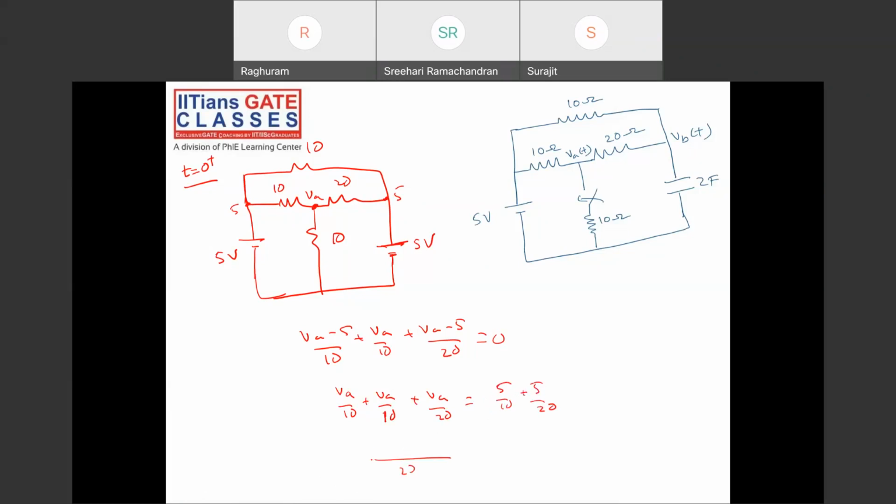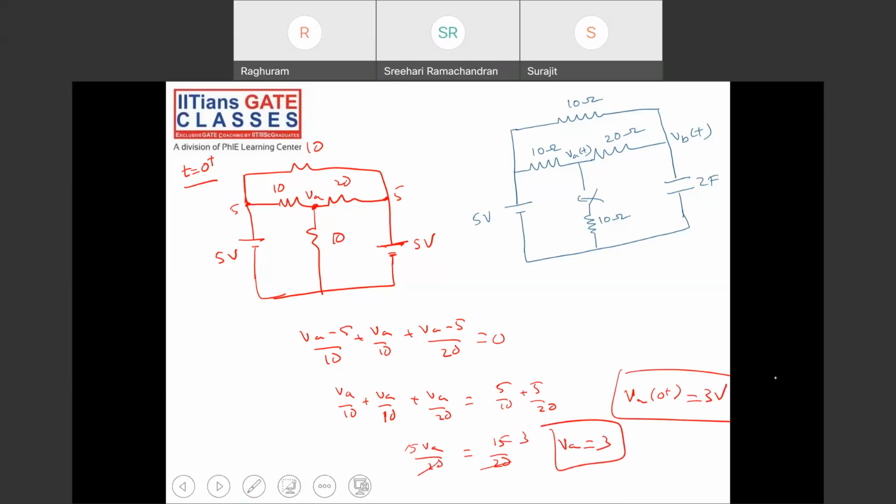So LCM will be 20. This is (2 + 2 + 1) VA, that is 5 VA/20, equal to (10 + 5)/20, which is 15/20. The 20s get cancelled. VA is 3 volts. Or at t equal to 0 plus, VA of 0 plus is 3 volts. Okay, at t equal to 0 plus, VA of 0 plus is 3 volts. Clear.